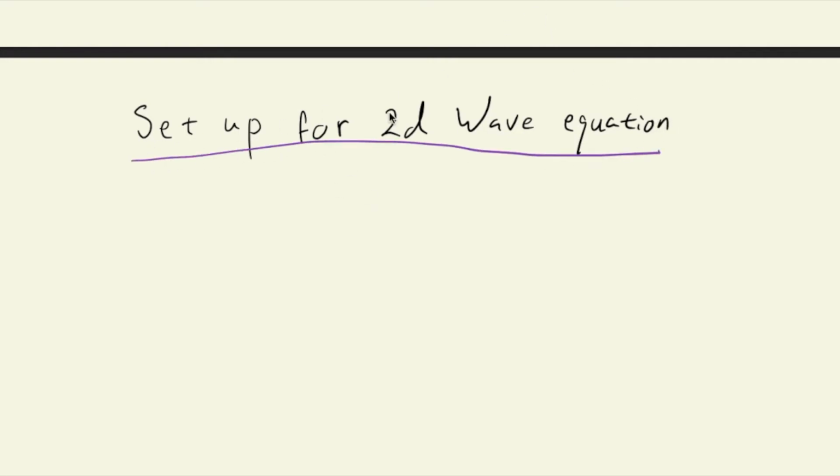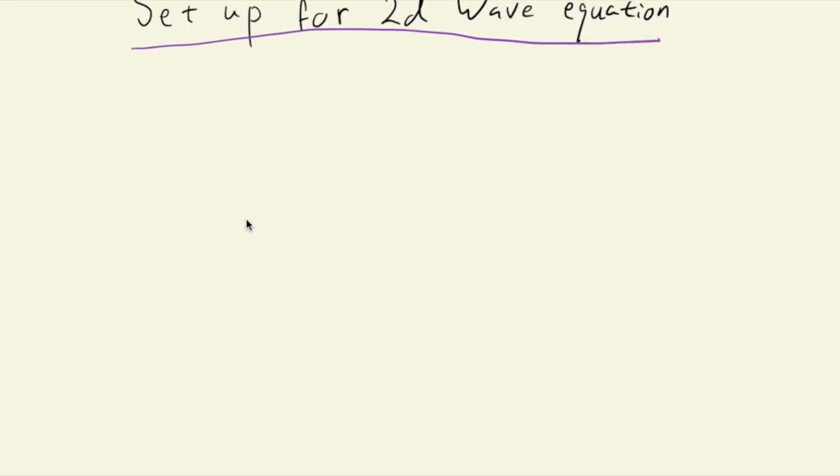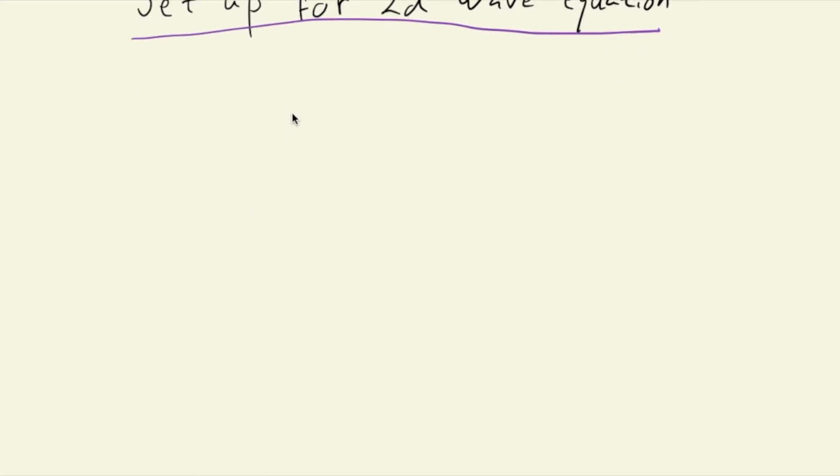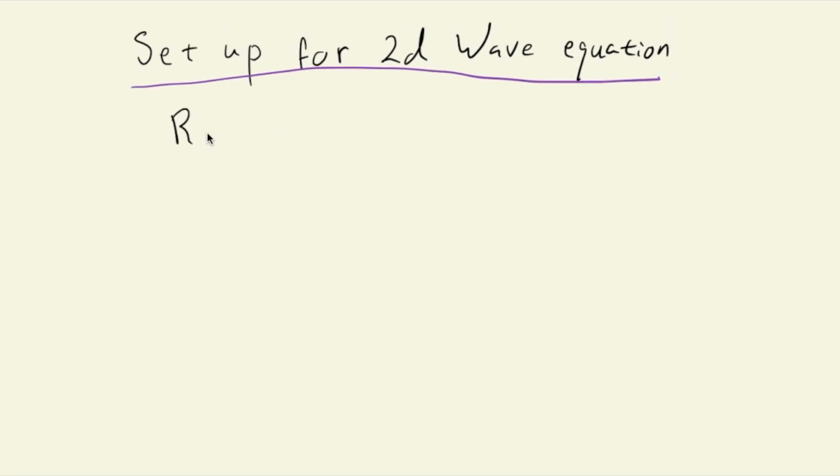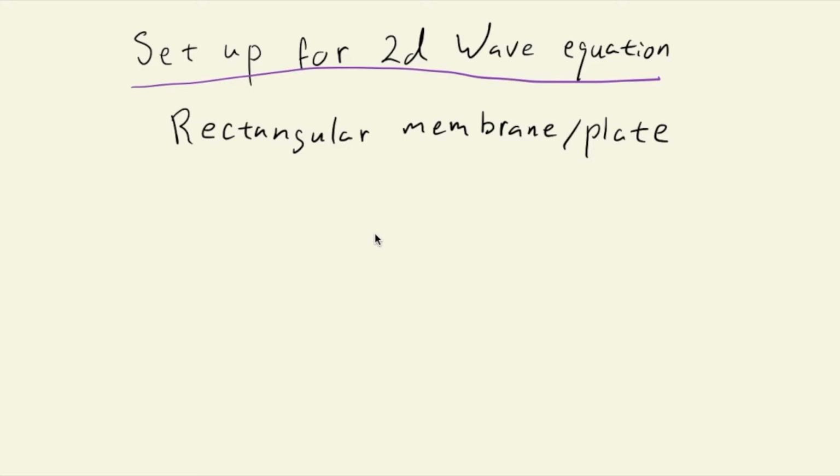It's a similar setup. So now we have a membrane, and we're going to talk about a rectangular membrane to start with. So I should say a rectangular membrane, or a rectangular plate, if you want to think of Chladni plates. But later we can talk about different shapes as well.